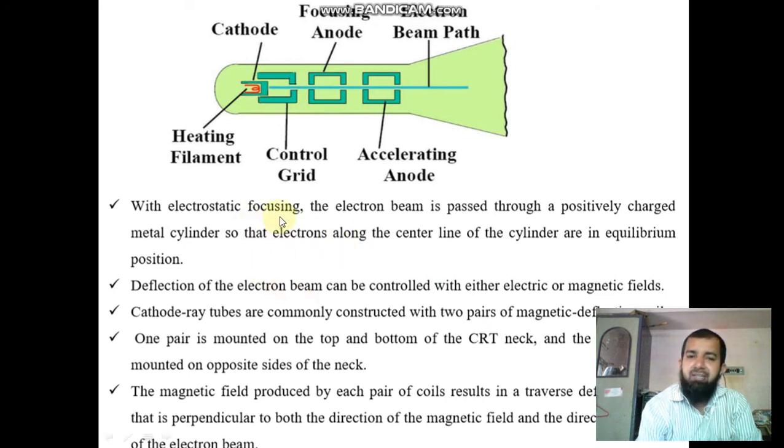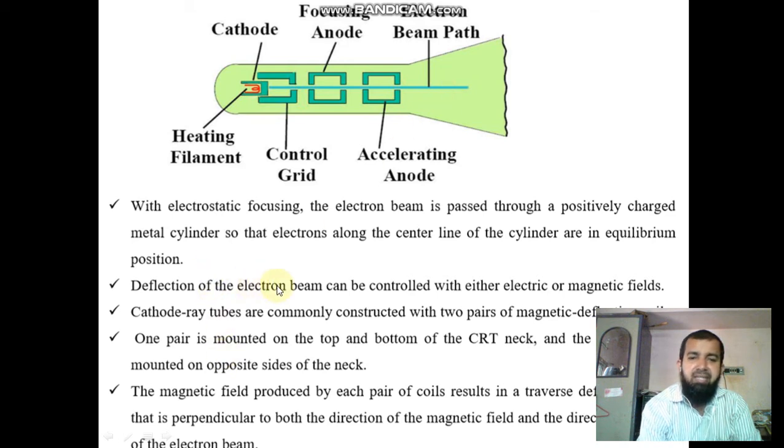With electrostatic focusing, the electron beam is passed through a positively charged metal cylinder so that electrons along the center line of the cylinder are in equilibrium position.